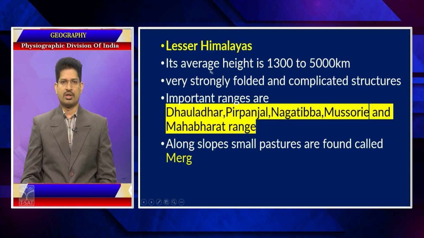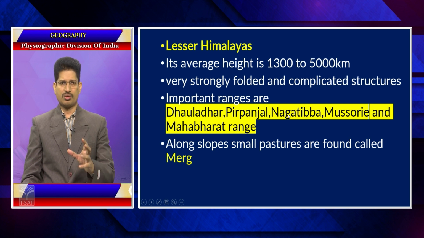So, the Lesser Himalayas have an average height of more than 1300 meters. Very strongly, it is not 5000 kilometers, it is 5000 meters for the main Himalayas, and 1300 meters here. They are very strongly folded, with complicated structures. Important ranges are Dhauladhar, Pir Panjal, Nag Tibba, Mussoorie. So these are some of the important ranges of the Lesser Himalayan region. Along the slopes, small pastures are found, which are known as Margs.